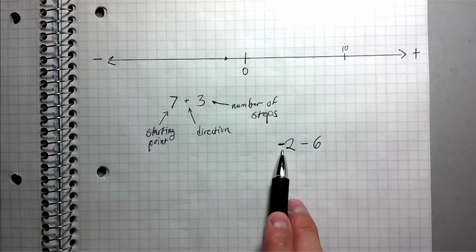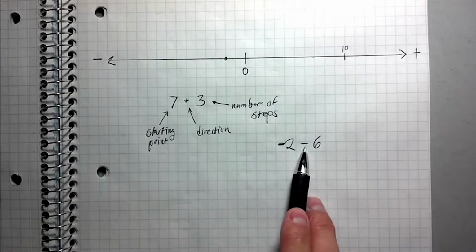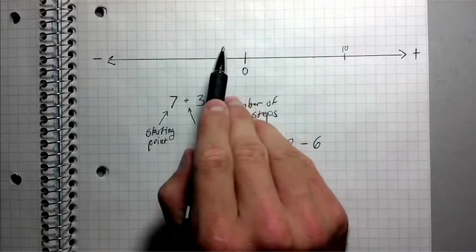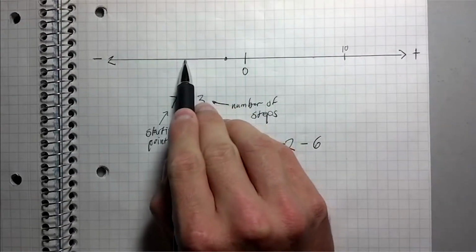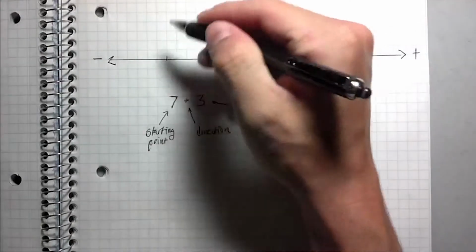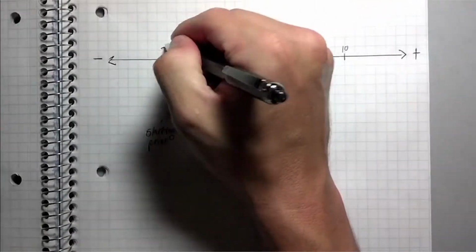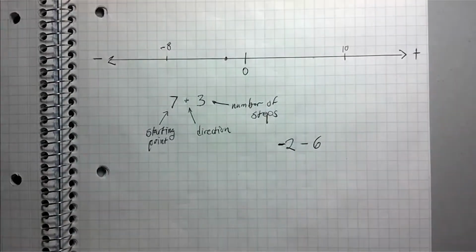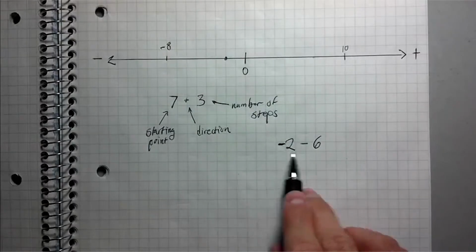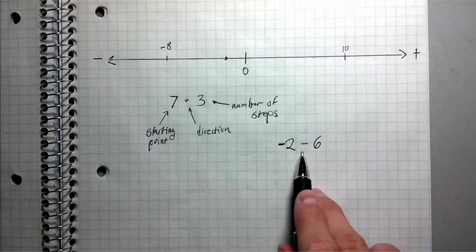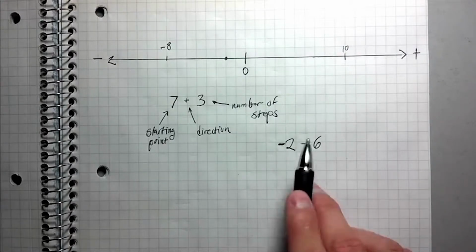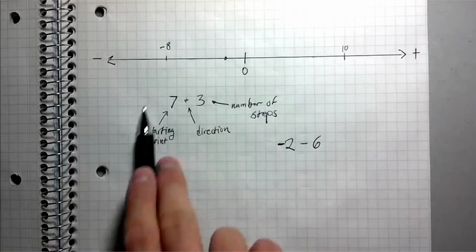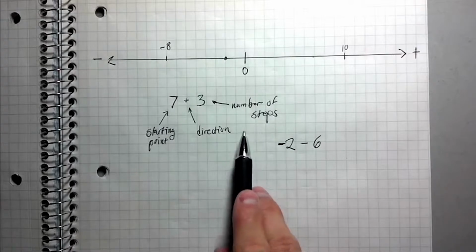So we're starting at negative 2. We're going to go to the left for 6 steps. So starting at negative 2, go to the left for 1, 2, 3, 4, 5, 6 steps. Now, notice this is negative 8. It's a very, very common mistake to think that this is negative 4 or 4 or something like that, because you see a 6 and a 2 and you go, oh, 4. No, it doesn't work that way. You have to follow the formula. The formula is what helps you avoid confusion.